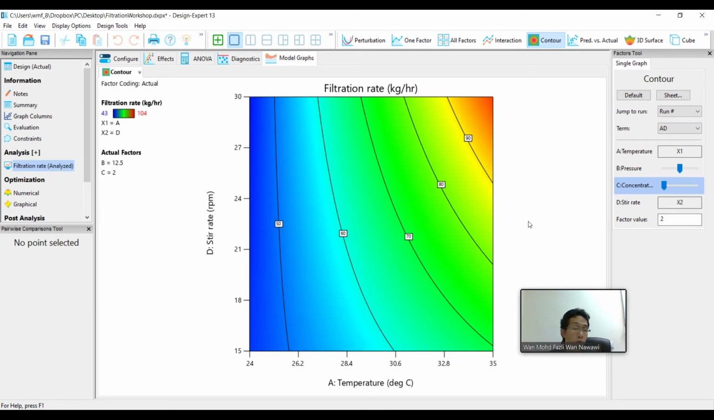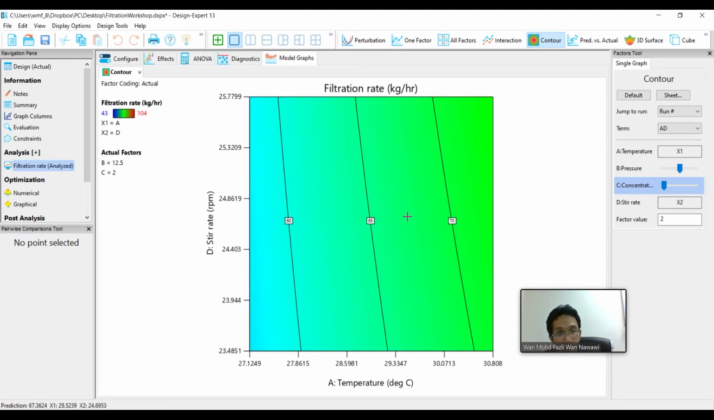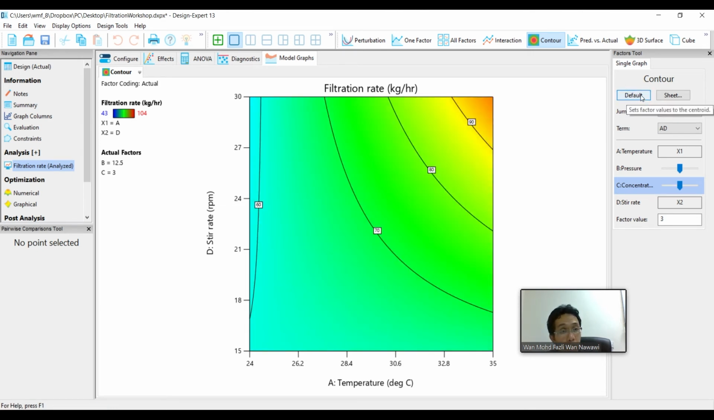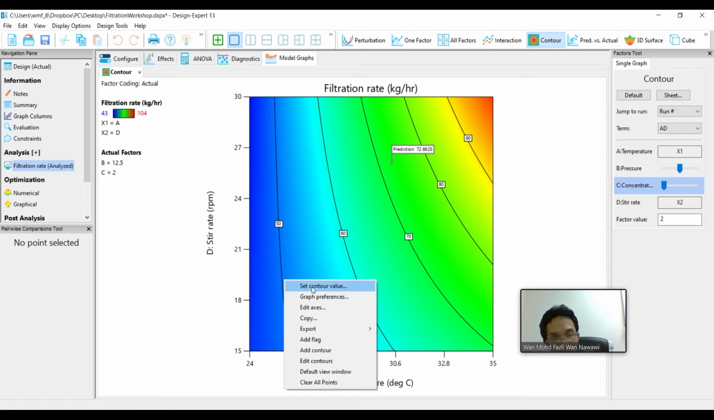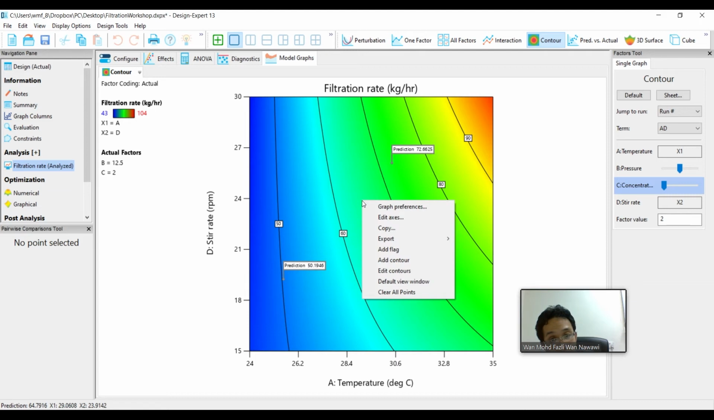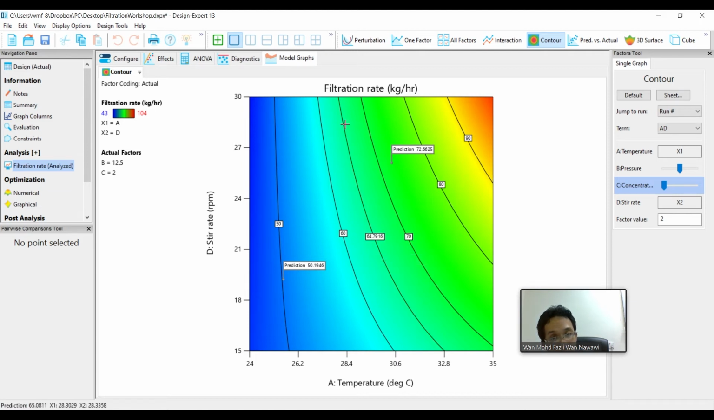So this contour plot is interactive in nature, meaning that you can make it bigger. And if you want to get back, you go to default. But once you go to default, remember your concentration will be in the middle, so you need to go back here if you want to see the contour that you want. Also you can right click and put a flag here, meaning that you know where the prediction is or how much here. You add flag and so on. And you can also add another contour value, add contour. So you have another contour.